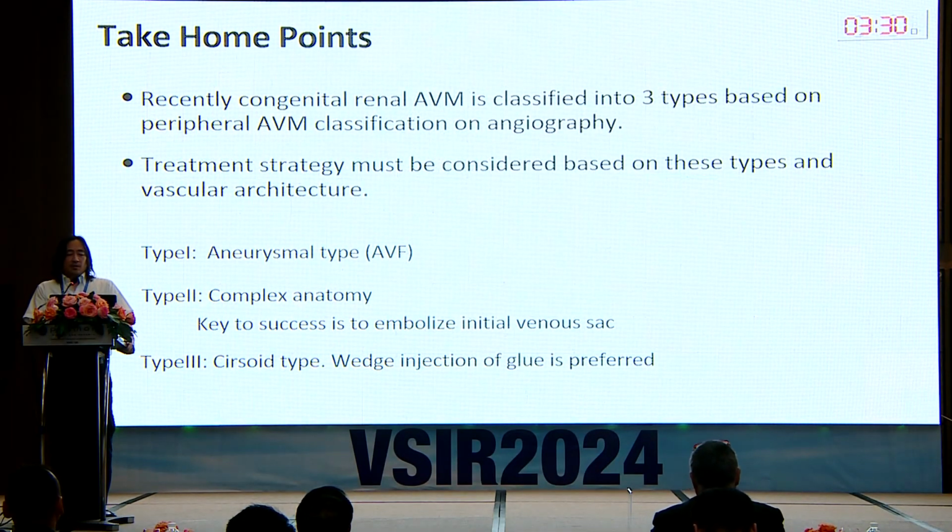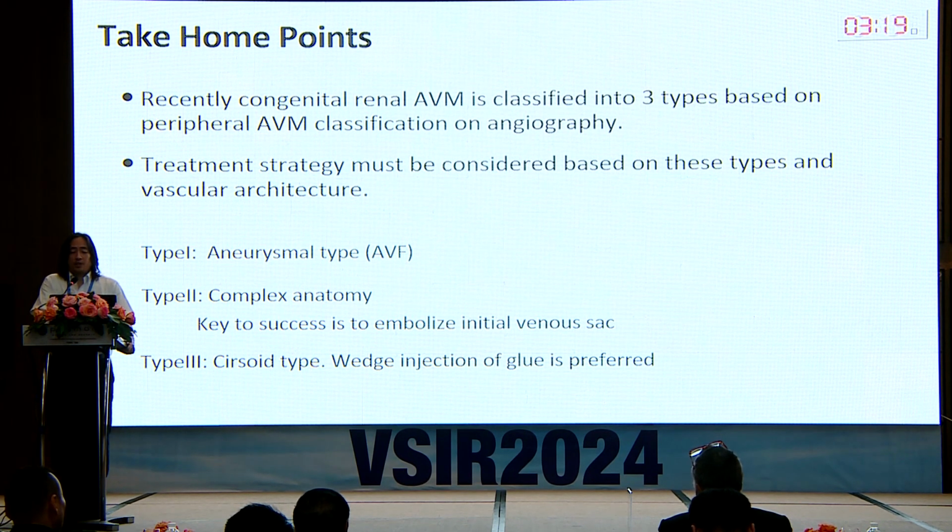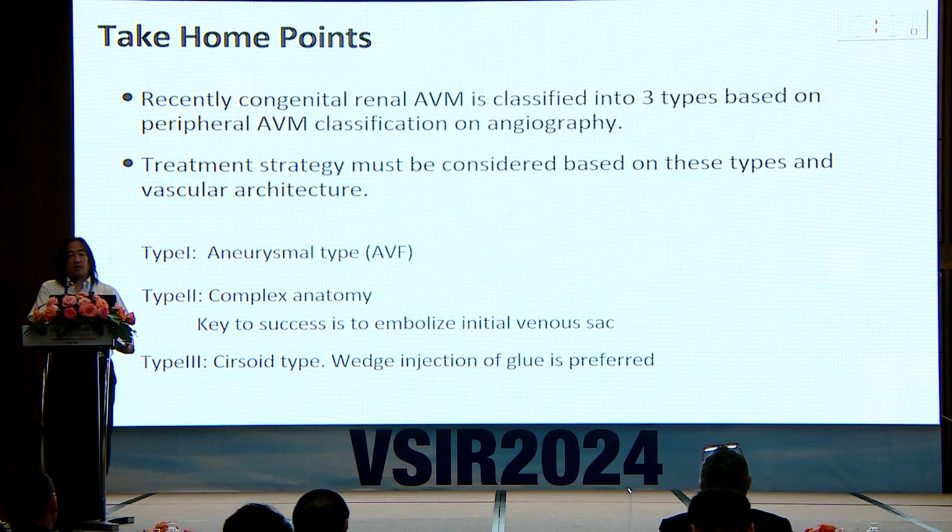So this is a take-home point. Recently, the congenital renal AVM is classified into 3 types based on the peripheral AVM classification from Korea. So the treatment strategy must be considered based on these types and the vascular architectures. Type 1 is the AVF, which is corresponding to the classical aneurysmal type. And type 3 is the fine shunt between the arterioles and the venules, which is corresponding to the classical sarcoid type. And finally, type 2 is a very new one. This is the shunting between the multiple arterioles and the initial venous sac. And the target is the initial venous sac I showed you.